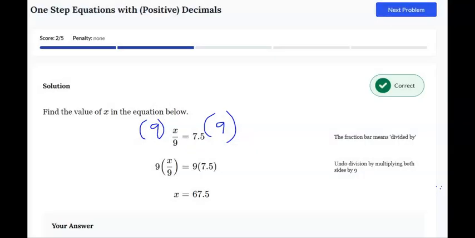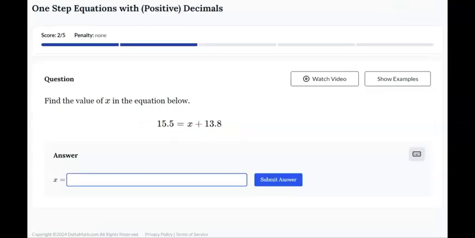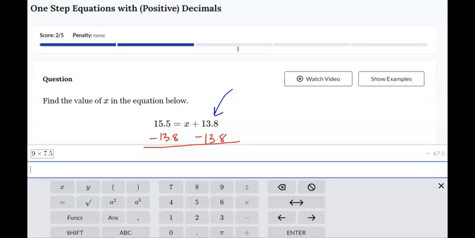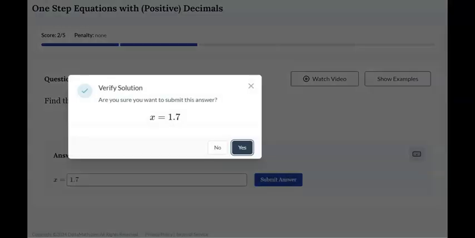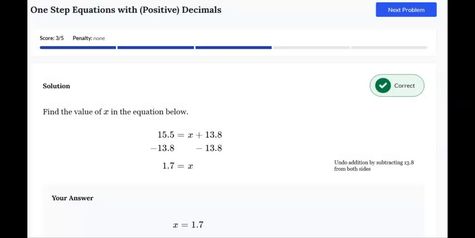Alright, for this third question, it looks like I have a constant this time, not a coefficient. So the inverse operation would be to subtract 13.8 from both sides. Pick up your calculator and type 15.5 minus 13.8. Look to the right and see the answer is 1.7. Let's move on to the next topic.